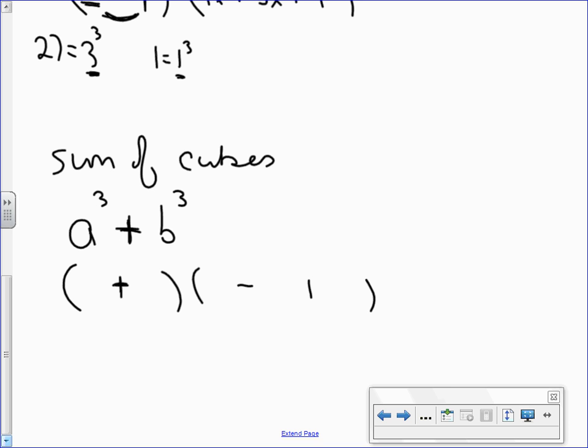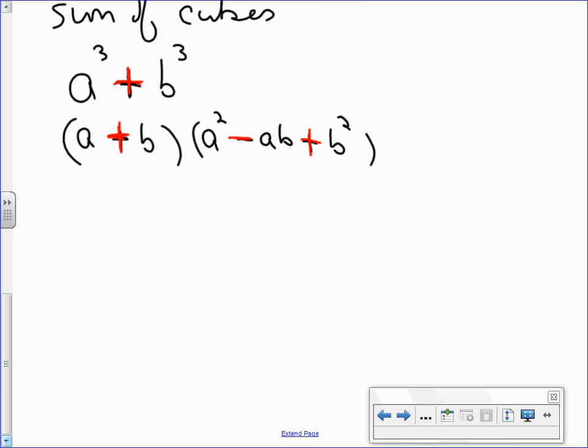This sign pattern is a minus and a plus, so you need to memorize the sign pattern. Other than that, it's exactly the same. There's no difference in this one and the other one. The only difference is the sign pattern. So when this is plus, you have a plus here, minus, and a plus here. Okay? All right, so let's work a couple of these.